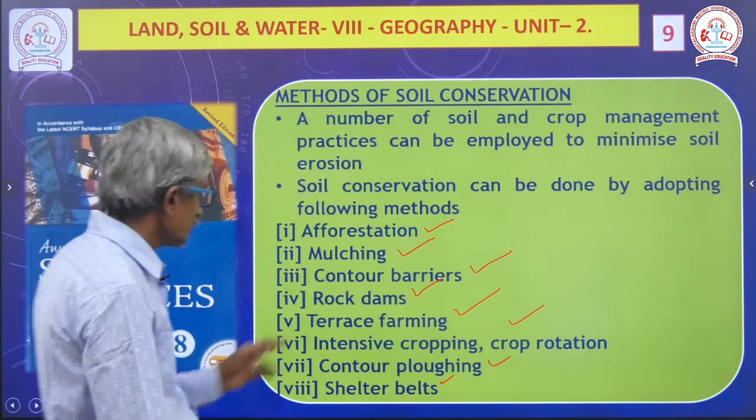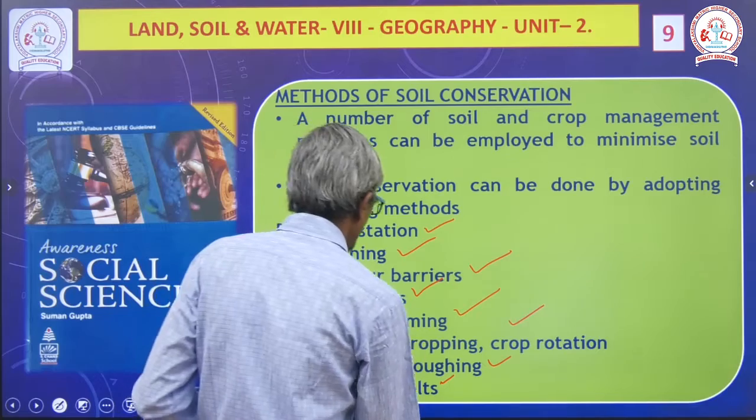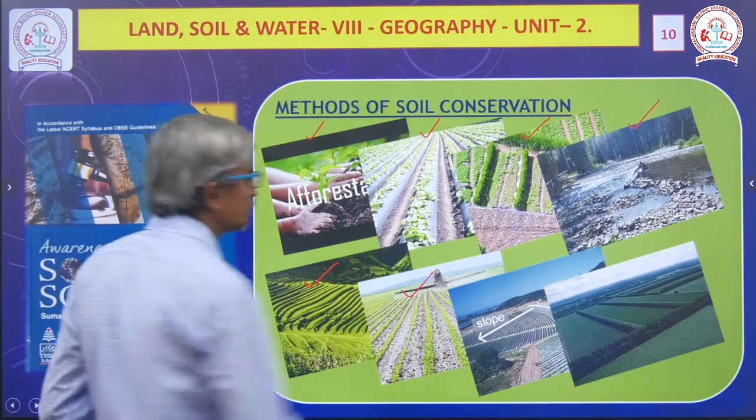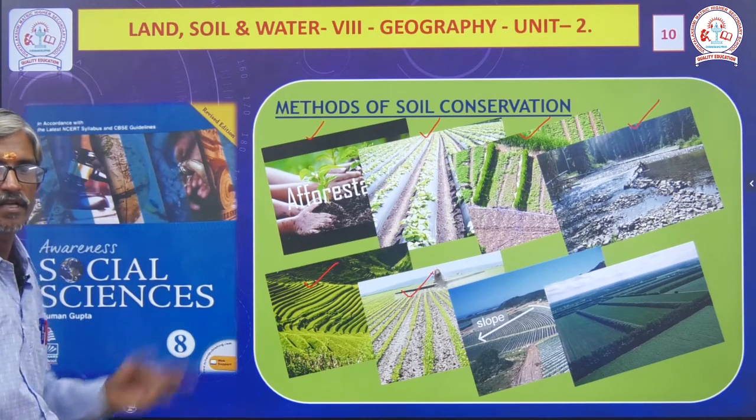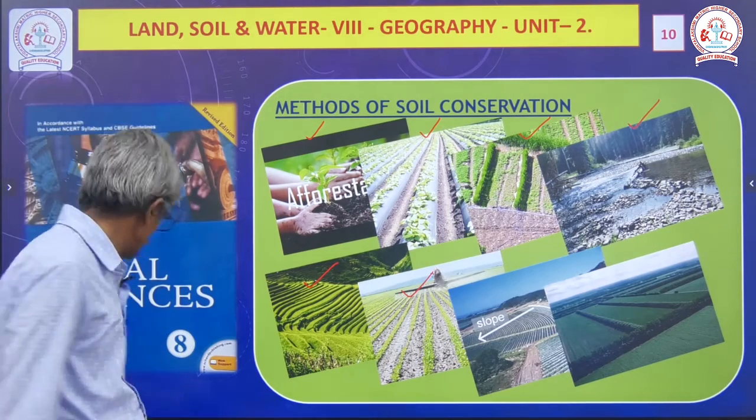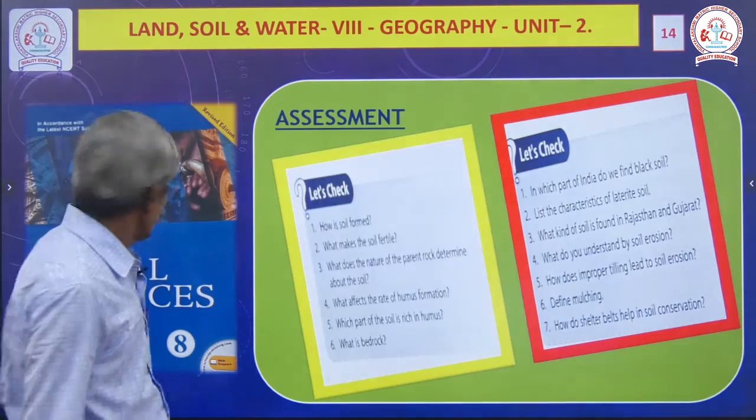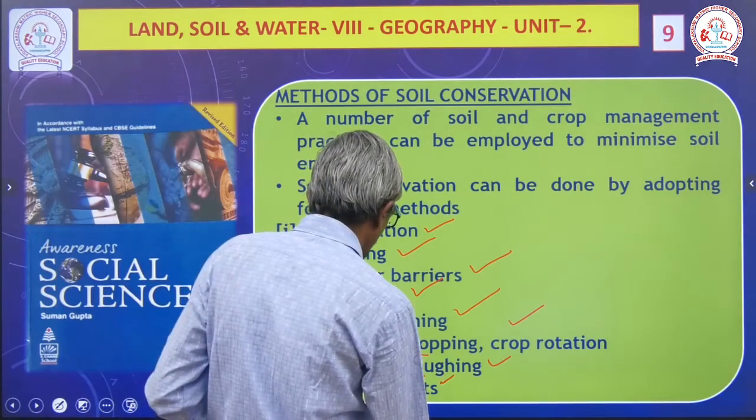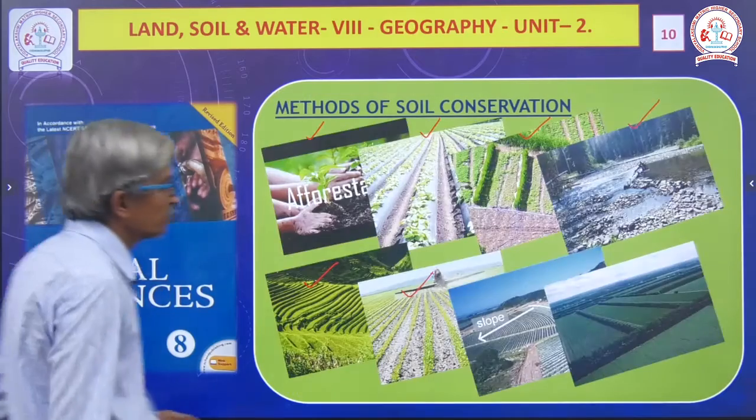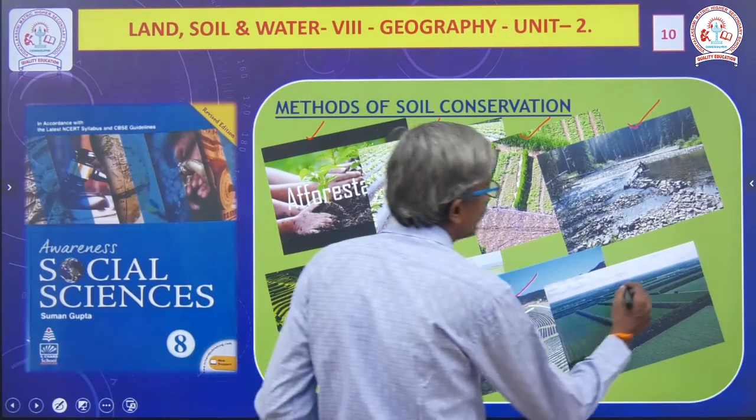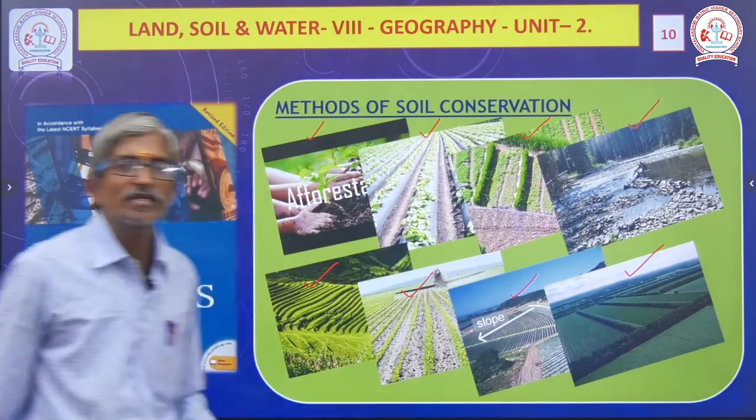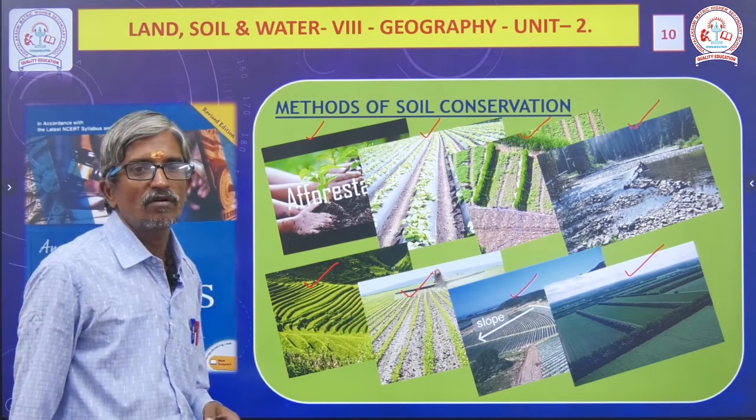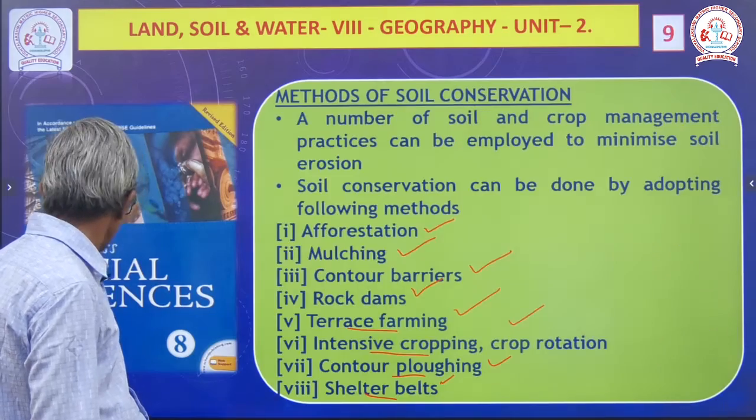Next, terrace farming and intensive cropping. Terrace farming. Here intensive means on a large scale with the help of machinery. Okay. Next two, contour ploughing and shelter belts. This is contour ploughing and shelter belts. For easy understanding, I enclose a picture also for the previous one. See one more time.